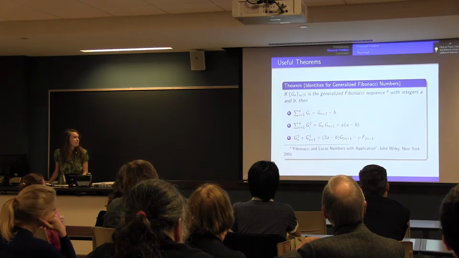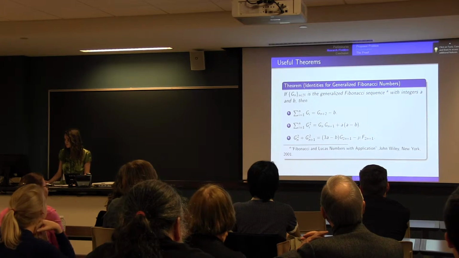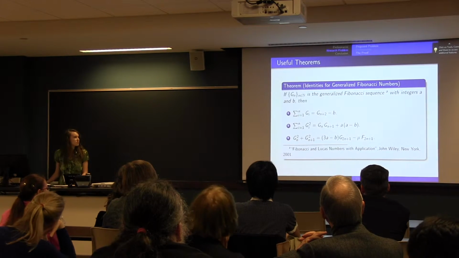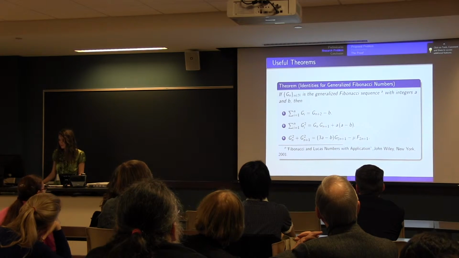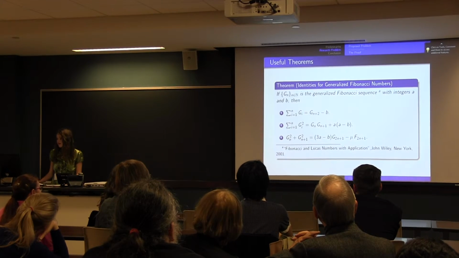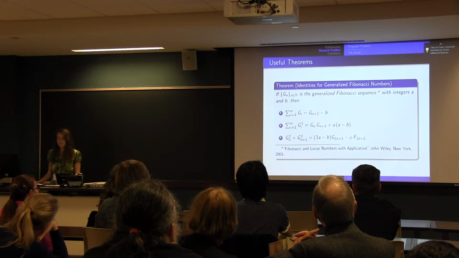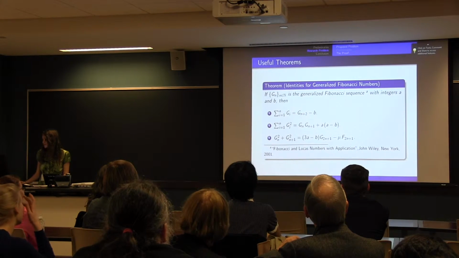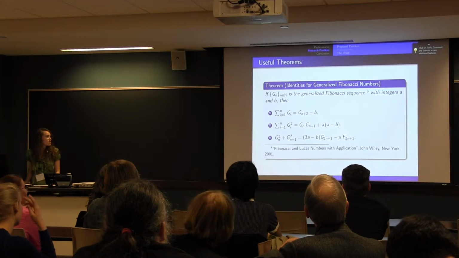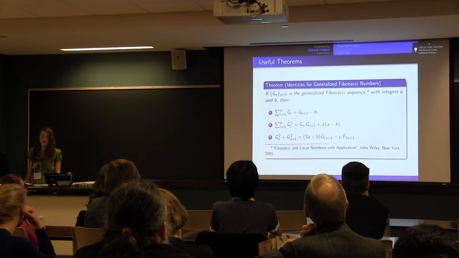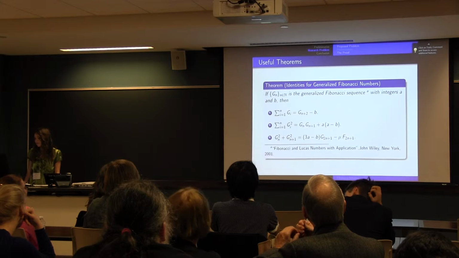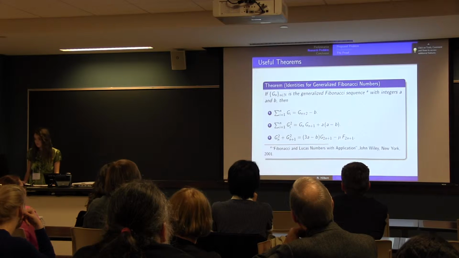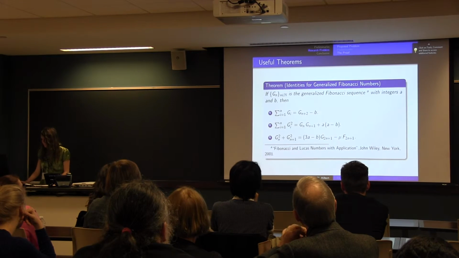There are many identities with the generalized Fibonacci numbers. One identity is the summation of i equals 1 to n, g sub i, is equal to g sub n plus 2 minus b. The second identity is the summation of i equals 1 to n, g sub i squared, is equal to g sub n times g sub n plus 1 plus a times the quantity a minus b. And the third identity is g sub n squared plus g sub n plus 1 squared is equal to the quantity 3a minus b times g sub 2n plus 1 minus mu times f of 2n plus 1.